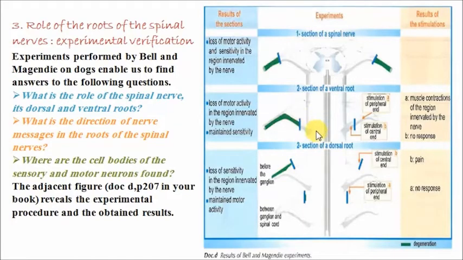This tells you that the fibers here have been separated from the cell body, which must be found in this area. Therefore, we say that the neurons found in the ventral root have their cell body located in the spinal cord. So the motor neuron, as you would now know, because this is the ventral root, has its cell body located in the spinal cord. Next, we're going to go to the sectioning of the dorsal root result.